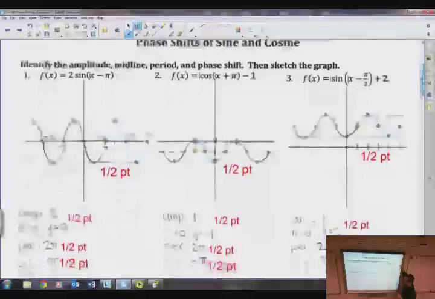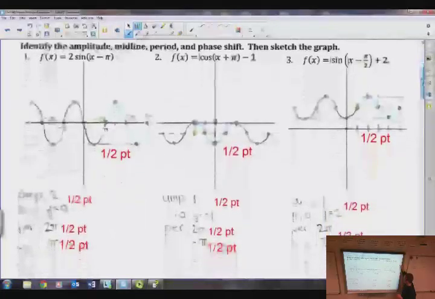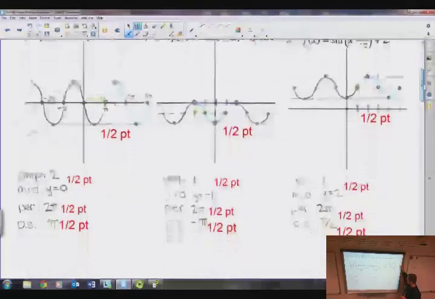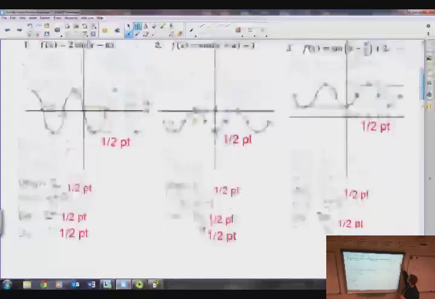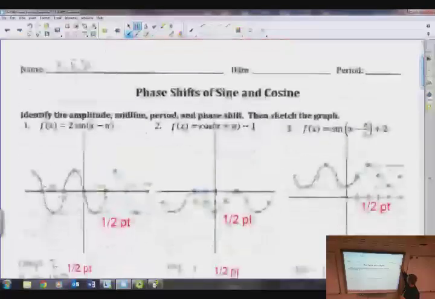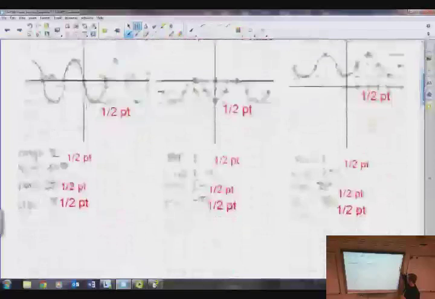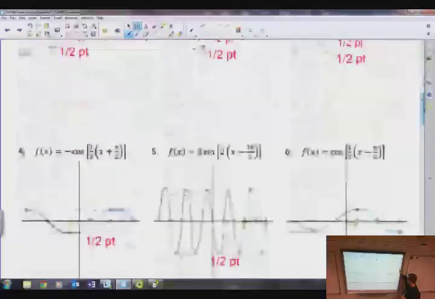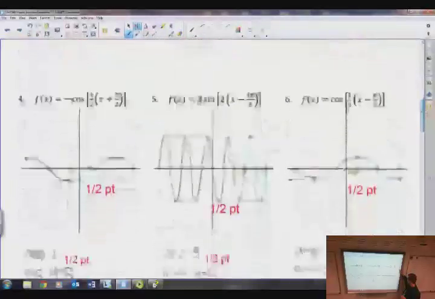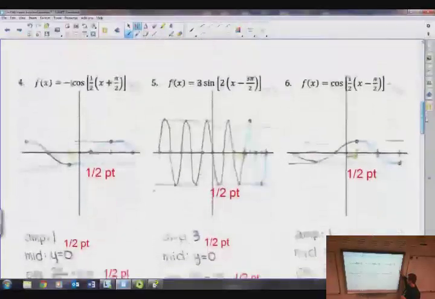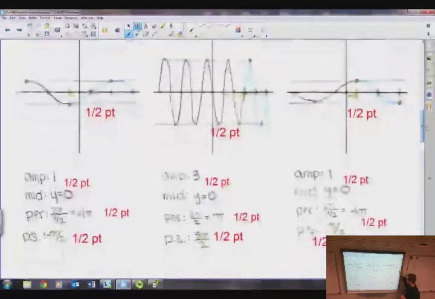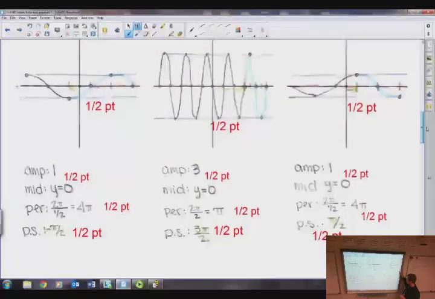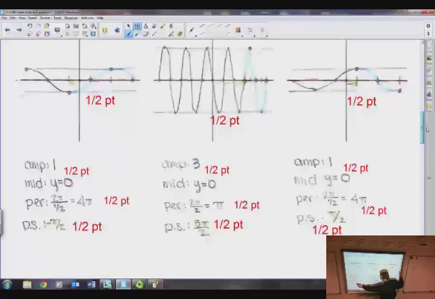Yep, that's what we got so far. Good. Phase shift was pi, negative pi, positive. Yep, positive pi over 2. Good. Okay, and here's the ones we just did. Let's see if we were right there. Excelente. Amp was 1, mid was 0. And then, yep, the period was 4 pi. And the phase shift we got was pi over 2. Yep, 3 pi over 2. Yep, negative pi over 2. We're doing good, doing good.